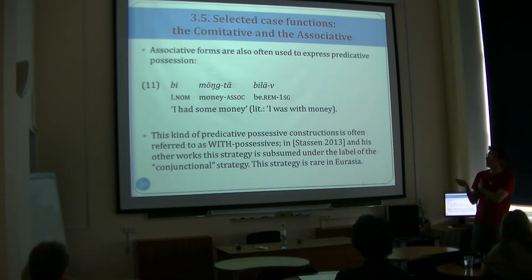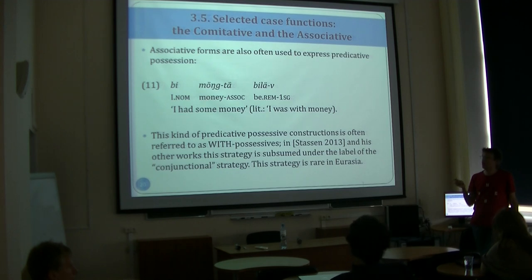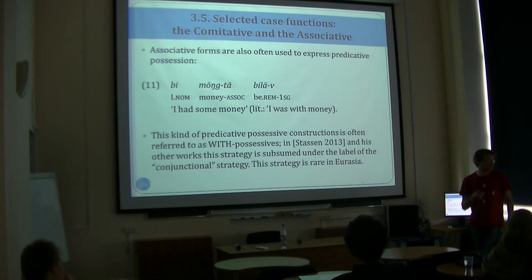And here its combinatorial potential is relatively wide, so you can use not only physical objects as possessives, but also, I don't know, limb and leg, or young daughter, things like that.